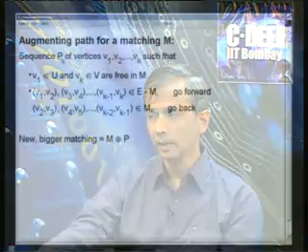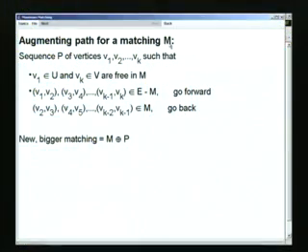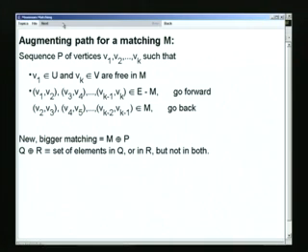The operation of taking an augmenting path P and a matching M and generating a new bigger matching, which we just did, we will abbreviate as M symmetric difference P. Why is this called symmetric difference? Well, here is a definition of this circle plus operator. We will define Q circle plus R or Q symmetric difference R as the set of elements in Q or in R, but not in both. So, in that sense, it is the symmetric difference.